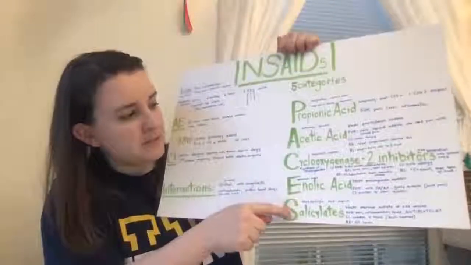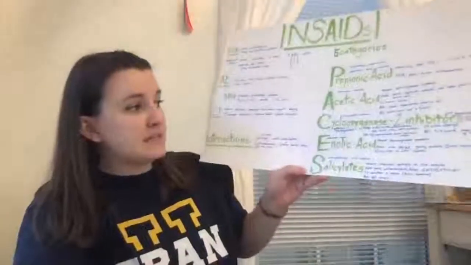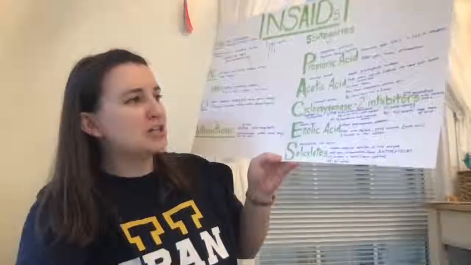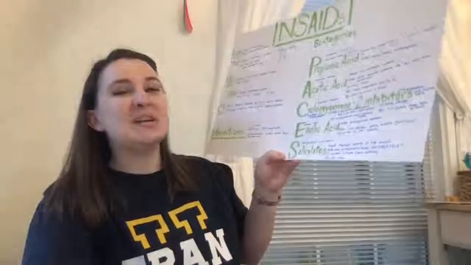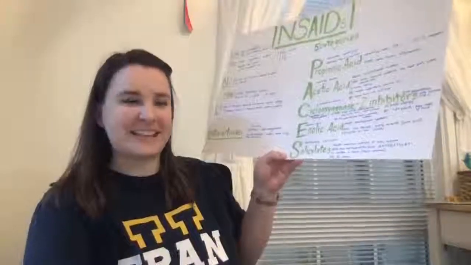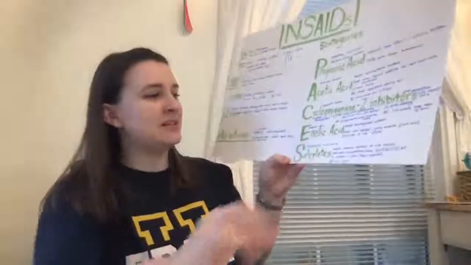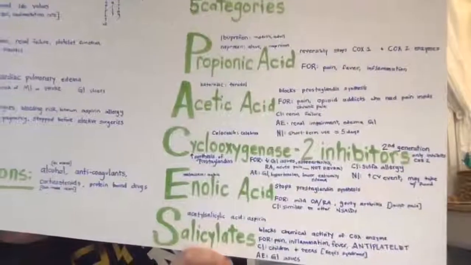There are 5 different categories of NSAIDs, and the way that I like to remember them is the little mnemonic device PACES. P for propionic acid, A for acetic acid, C for cyclooxygenase 2 inhibitors, the next one is enolic acid, and S is for salicylates. So those are the 5 different categories. PACES is what I use to help remember it.